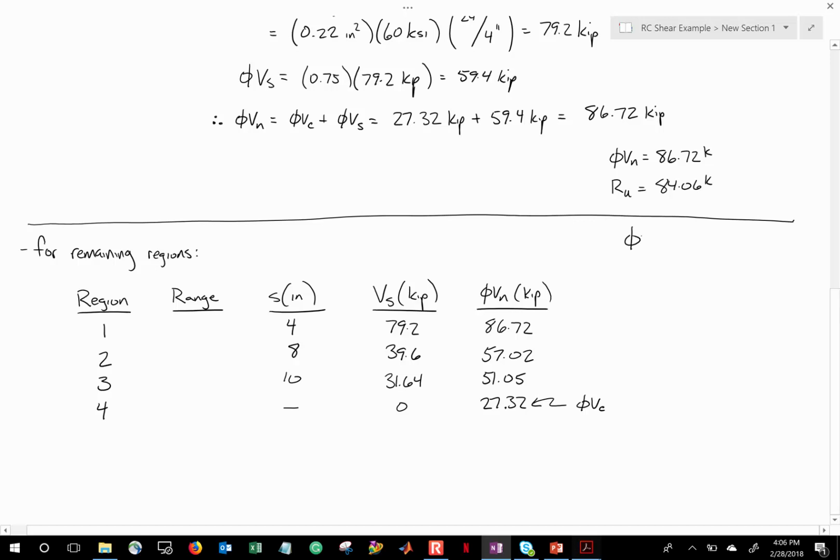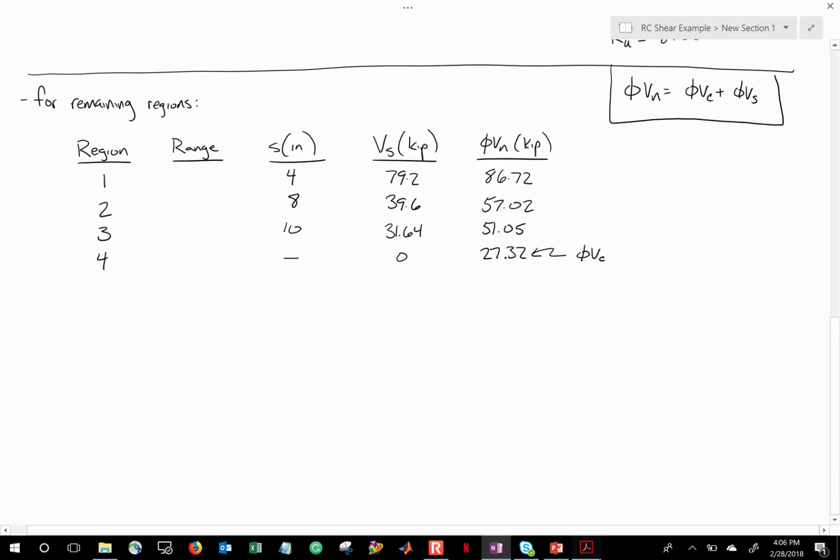that's just phi-VC, because VS is 0. Remember that phi-VN is phi-VC plus phi-VS. Remember that. So if you don't have a VS, then it's just phi-VC. Okay. Now, the one thing I left out are these ranges.